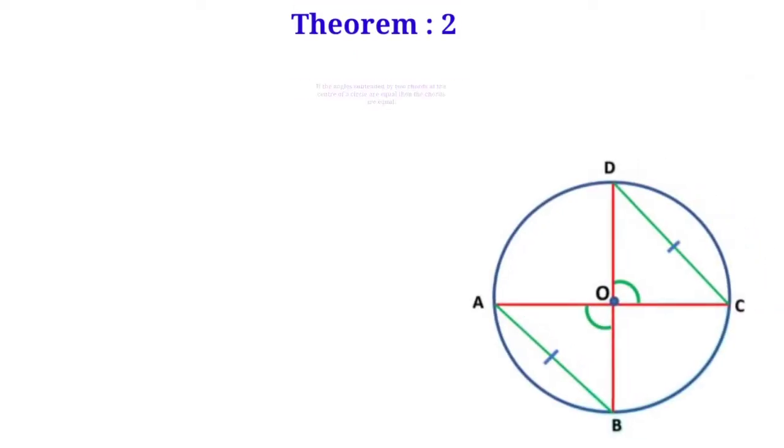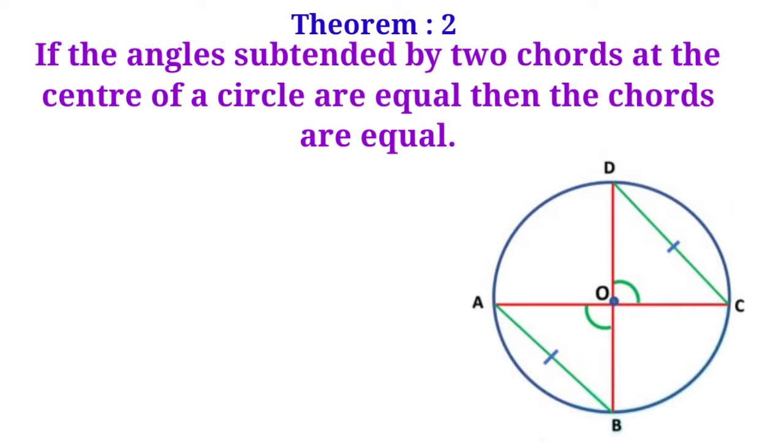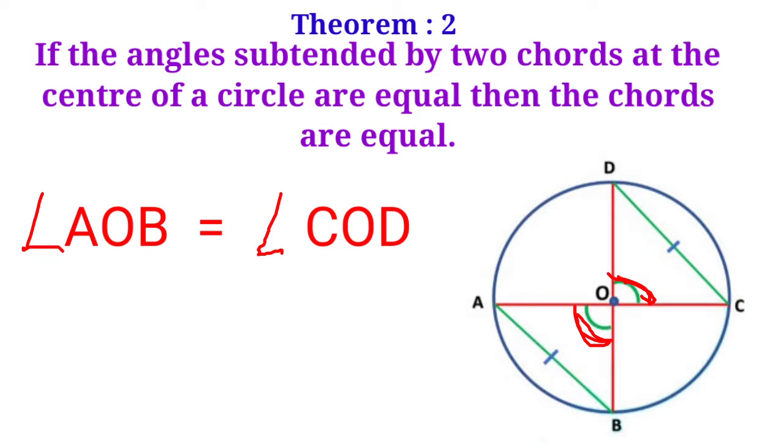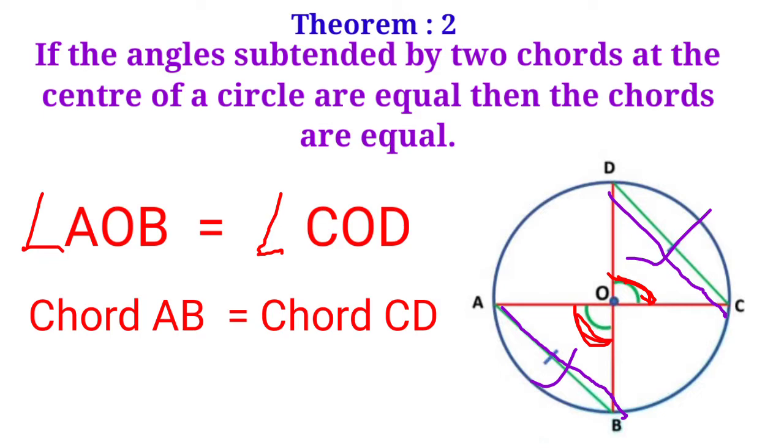Next theorem is the converse of this theorem. Means, suppose you have to prove: if the angles subtended by two chords at the center of a circle are equal, then the chords are equal. So it is given that the angles are equal, means angle AOB is equal to angle COD. Now what do we have to prove? We have to prove that the given chords should also be equal, AB is equal to CD.